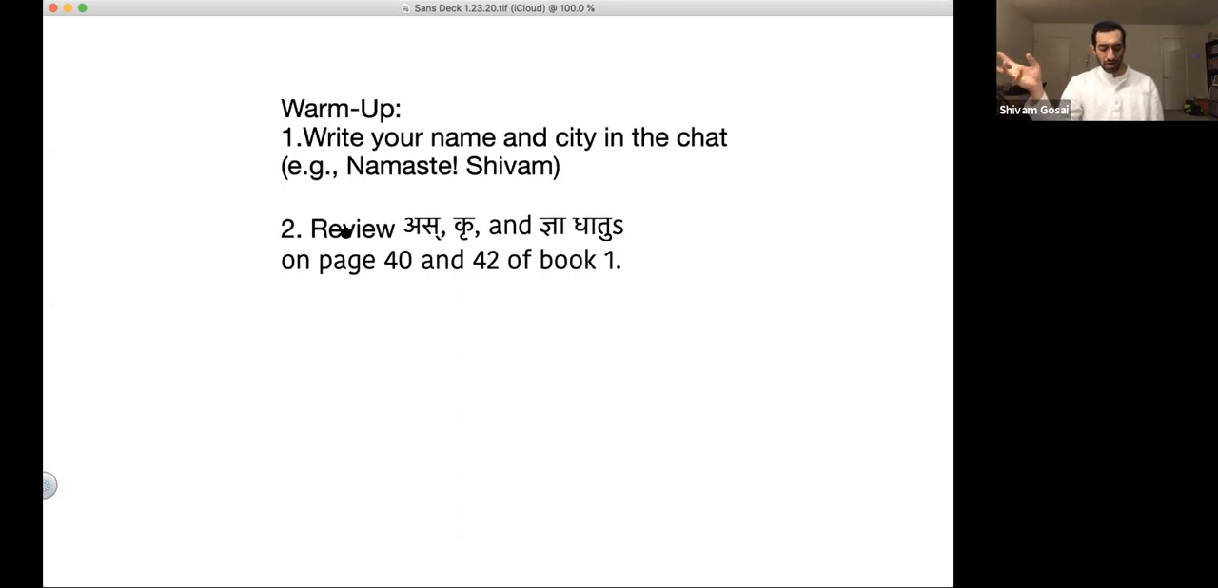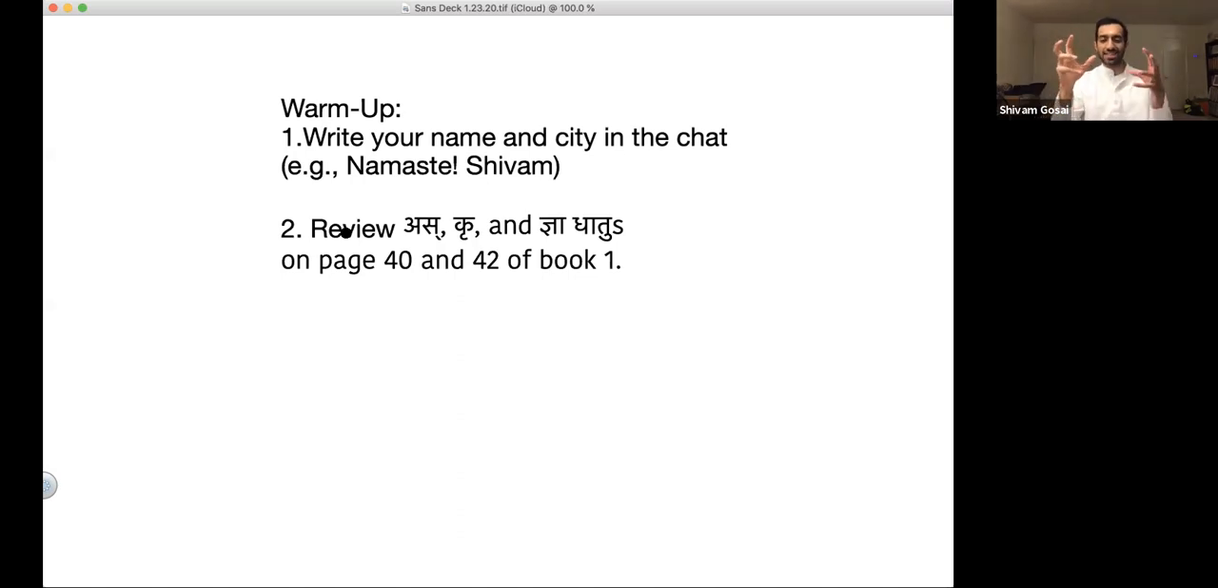Just to note, we see the parasmaipada more often usually in this kru dhatu, but there's no real reason for that. Just so you know. And then the last one, jna dhatu. Jna dhatu is on page 41. So janati, and next corner, jananti, janami, and janimaha. Okay, so let's continue from there.